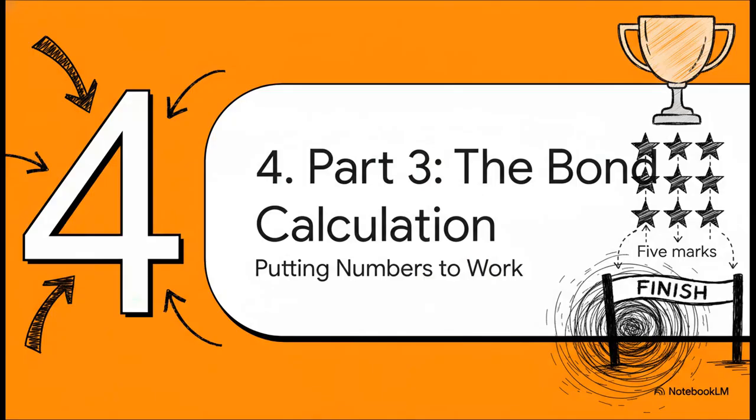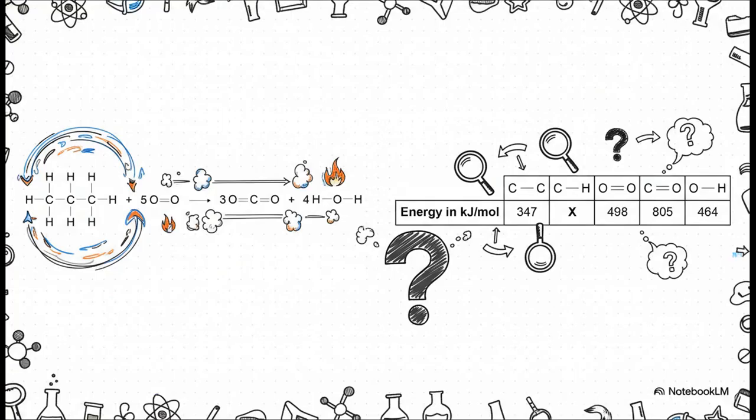All right, deep breath. Here comes the main event, the big one. This is a 5-mark calculation, which means we have to be super careful and methodical. We need a clear, step-by-step plan to make sure we don't leave any marks on the table. So this is our setup. On the left, we've got the full reaction drawn out so we can see every single bond.